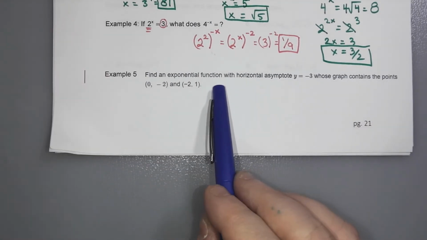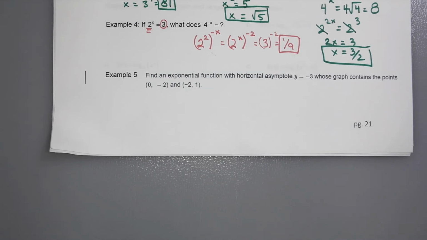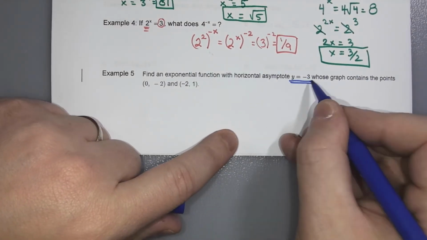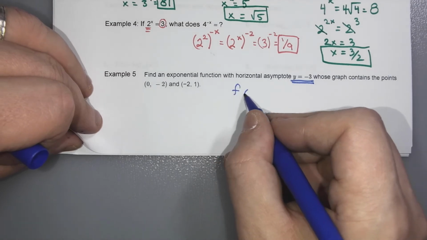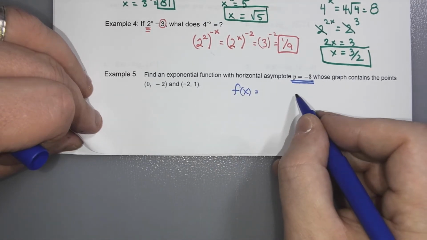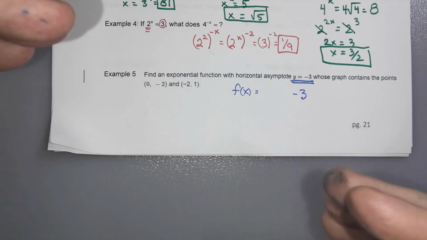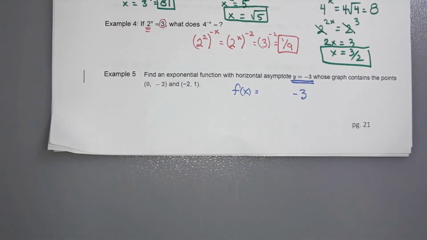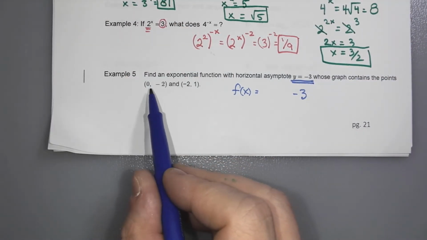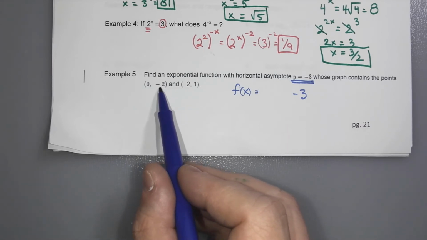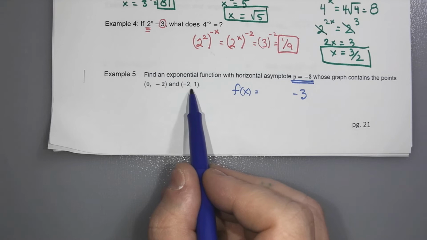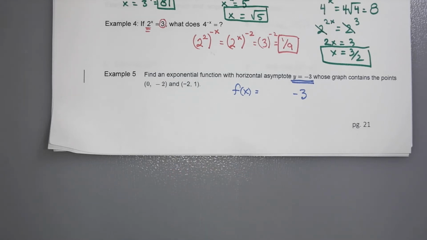Find an exponential function with a horizontal asymptote of y equals negative 3, which contains those 2 points. Okay, to have that horizontal asymptote means that I'm going to definitely need to have f of x equals, and I'm going to have a minus 3 as my vertical shift, shifting me down. Okay, (0, negative 2), (negative 2, 1). Let's play with this one for a little bit.